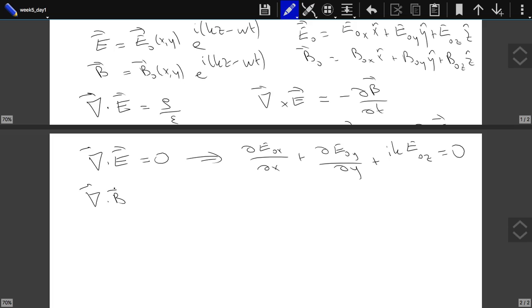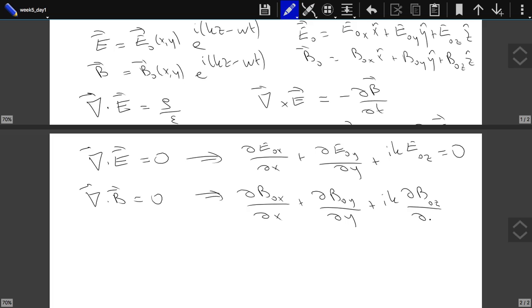Divergence of B is equal to 0. Well, the resulting equation constraint we have for the B0 just looks almost identical. Derivative of B0x with respect to x, derivative of B0y with respect to y, and ik times the derivative of B0z with respect to, no, there's no derivative. This is equal to 0. So if the components of E0 and the components of B0 satisfy these two equations, then we satisfy two of the Maxwell's equations.